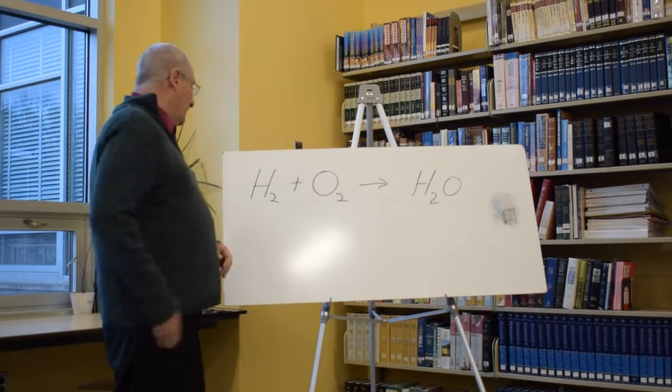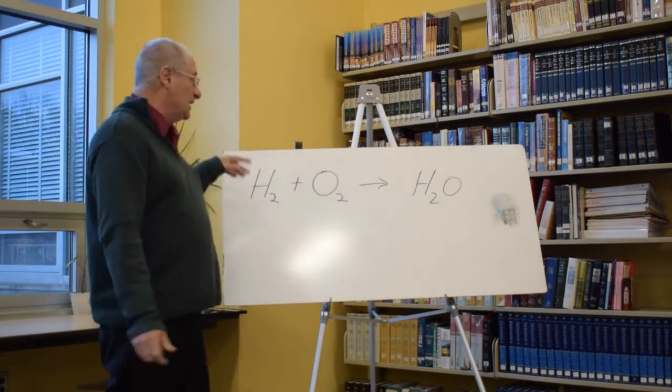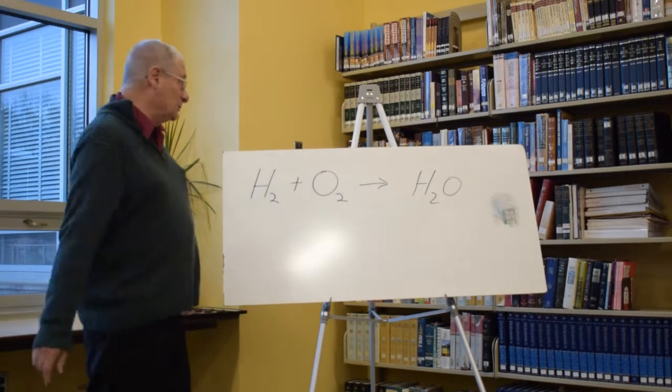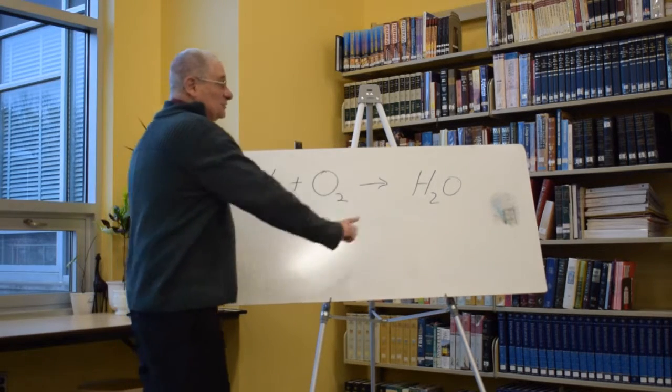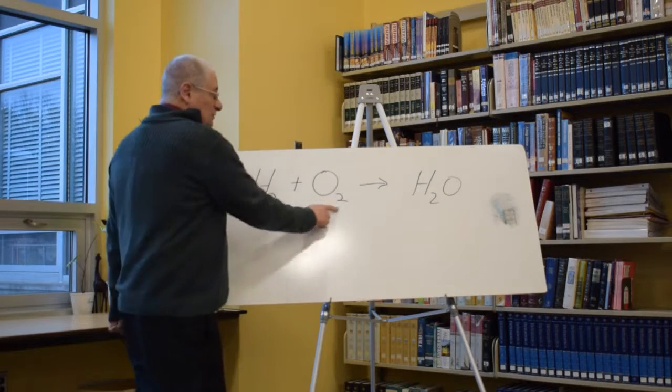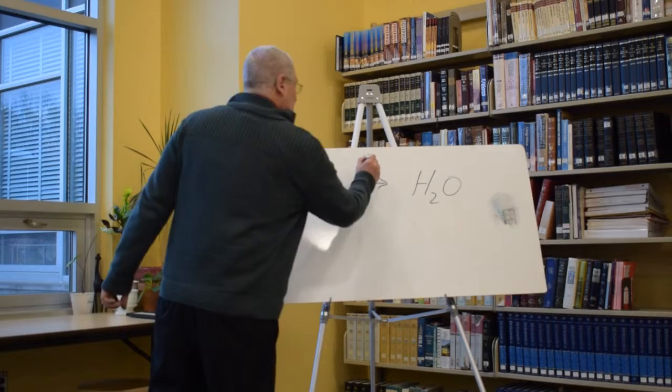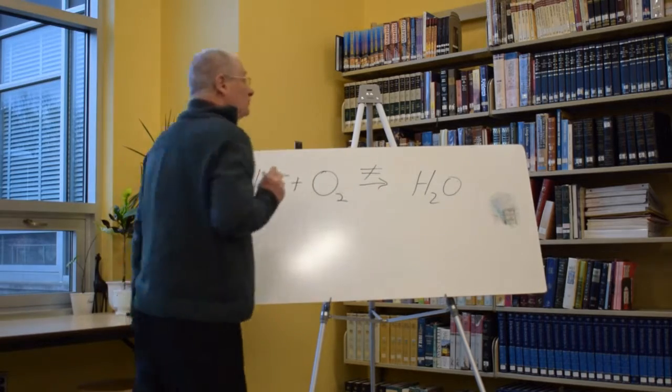So they have to come along and balance this, because as it stands right now, this is an impossible situation. It's impossible because you have two hydrogen atoms here, two oxygens here, but only one there. That's not a balanced situation, so I guess we could say right now this is an unequal state.